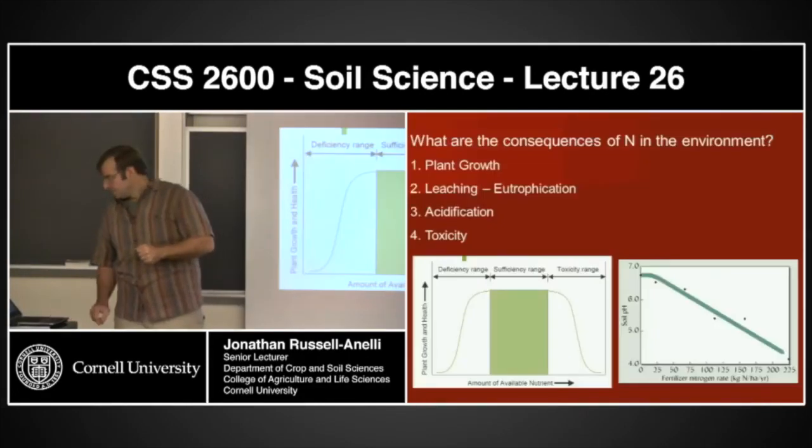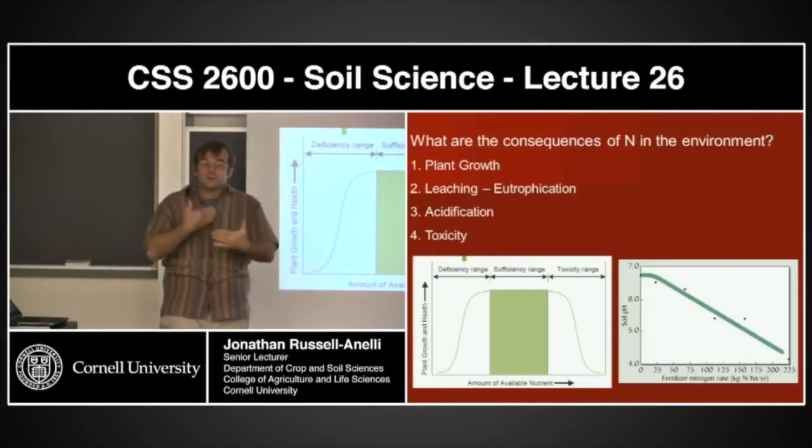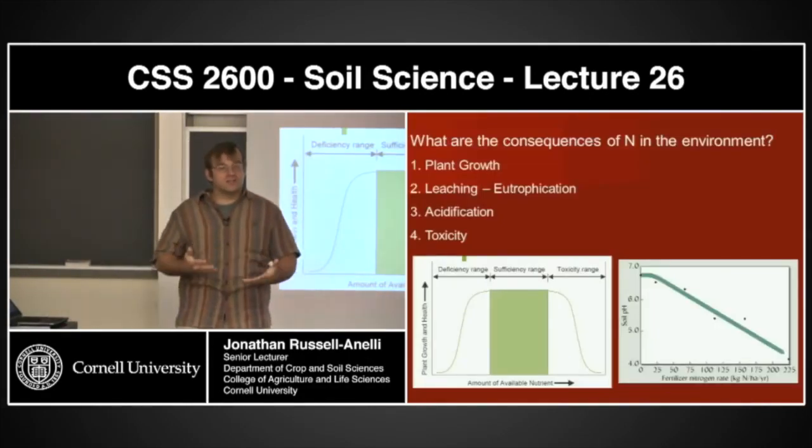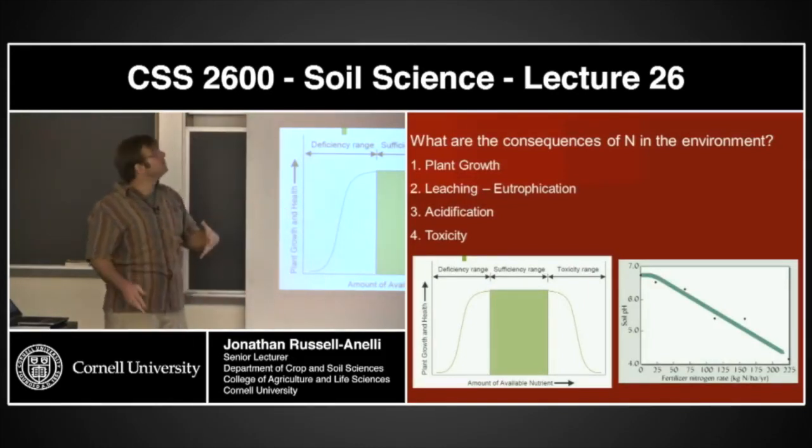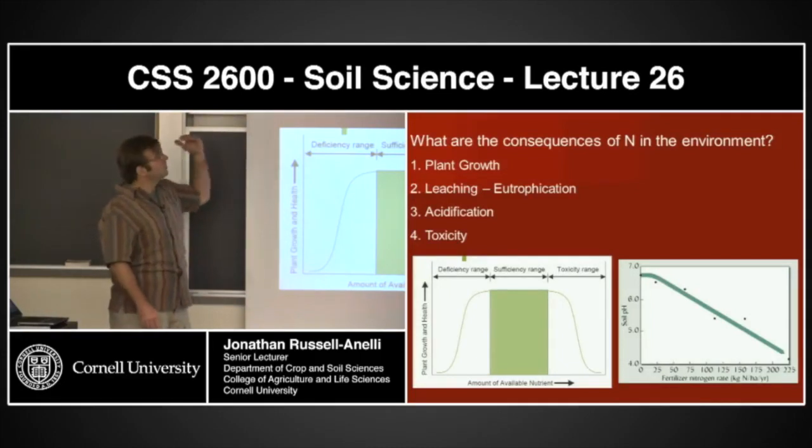Good deal. All right, so those are the controls. What, in fact, are the consequences? And you're going to see this same thing again and again, depending upon what nutrient. We're going to be looking at plant growth. We're going to be looking at leaching and eutrophication. We're going to be looking at acidification and toxicity.